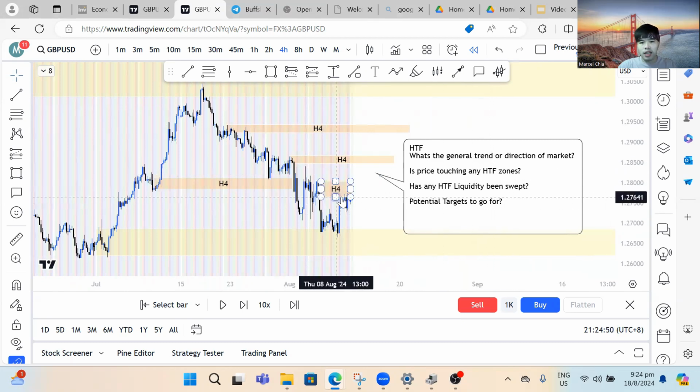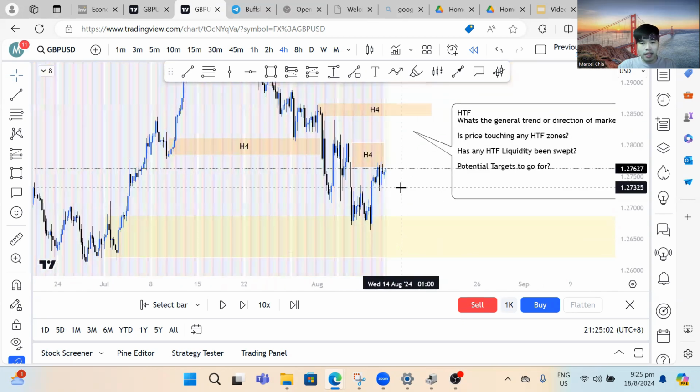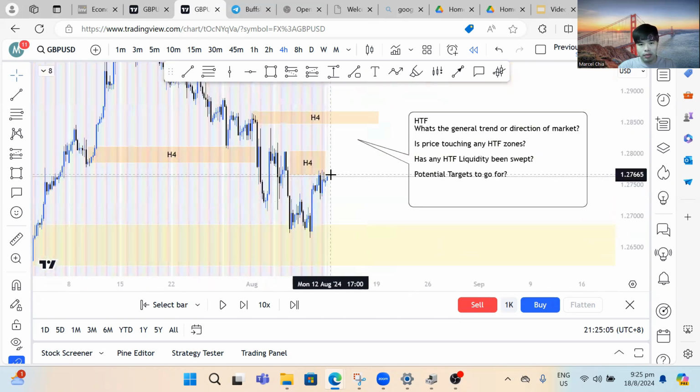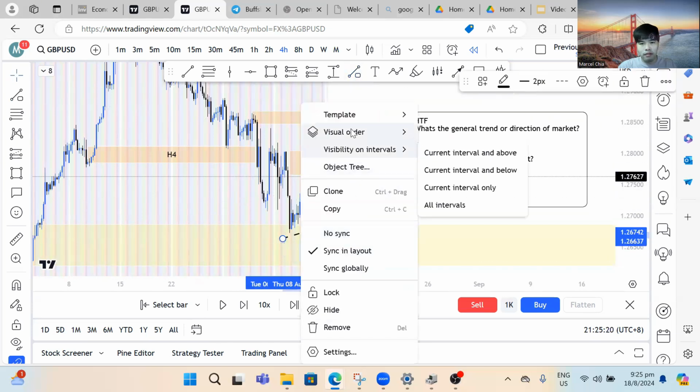Is price touching any HTF zone? It was touching an H4 level at this very point. Has any high time frame liquidity been swept? On this Monday itself, we can see that price was moving away to the upside, where of course there is a small reaction at this liquidity here, because if we look at our mid time frame, this was a liquidity that was taken. So on our high time frame at that point, Monday did sweep this level.